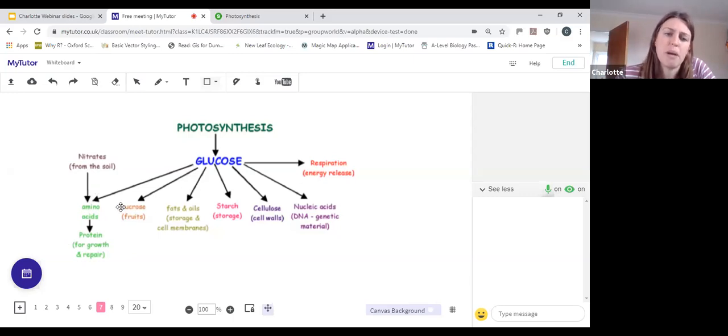We talked briefly about sucrose as a carbohydrate that's used in fruits. Fats and oils for storage and cell membranes, we talked about those. Starch, again for storage. Cellulose for cell walls, we covered those. And finally, nucleic acids, which are covered in some specifications and not others. So nucleic acids are what make up DNA. And again, the glucose or parts of glucose can be used to form those too. So that's one extra there.